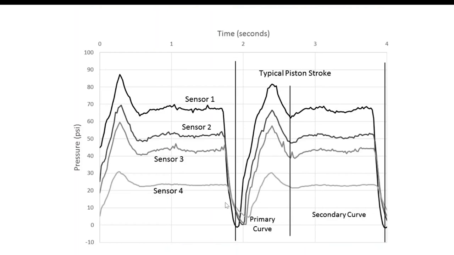And we get information like this. As the piston fires, we start to see first the amount of friction it takes to get the concrete to move. Pressure goes up. Then once we get the concrete to move, the pressure goes down, and it's constant, constant, constant. And then it's no longer pushing it, so the pressure goes back down to zero. We can measure this over and over again, and we can see sensor one, the one closest to the pump, is the highest. Sensor four, the one furthest away from the pump, is the lowest. Wow, isn't this neat?